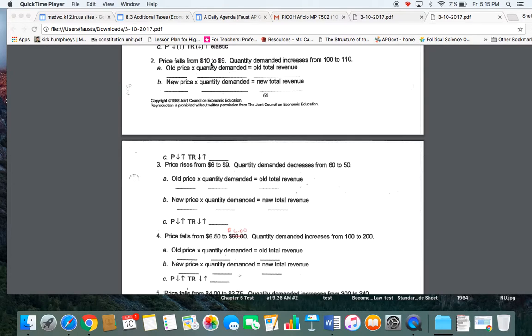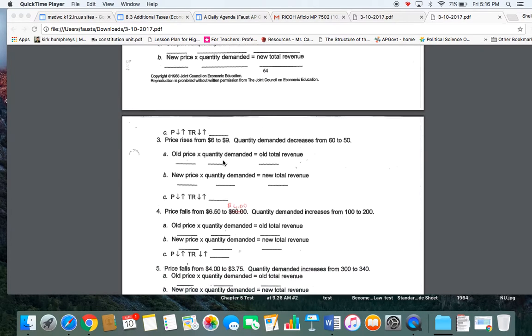So then we're going to evaluate that. 10 to 9 is a decrease. So we are going to circle our down arrow. Our total revenue went from 1,000 down to 990, so that is a decrease in total revenue. Both of them are going down. Your arrows are going in the same direction, so you're going to write inelastic on this line. When they go in the same direction, it's inelastic.